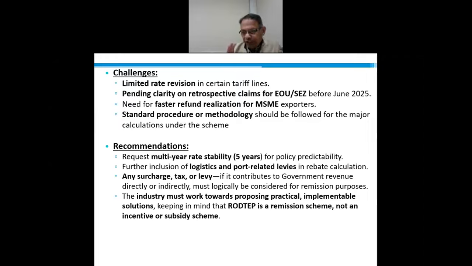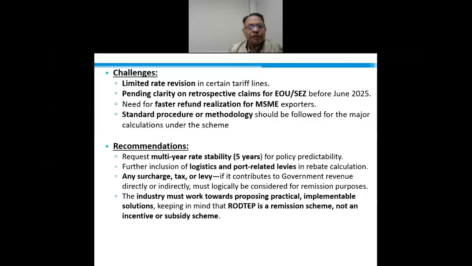Let's come to a few more recommendations. Request multi-year rate stability, policy predictability. Every time I'm not sure whether the budget will be there, whether I will get RoDTEP next year or not. If you want to make it a remission scheme, make sure that yes, this is the rate that I'm going to give you. If there is revision, before the rate is announced, before expiry, I will announce the rate, make an amendment, give you a new schedule. But predictability has to be there at least for a period of 5 years.